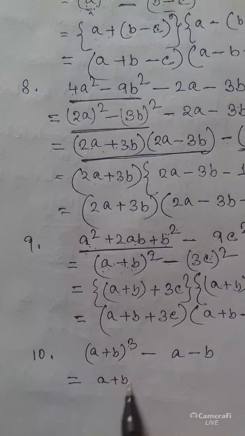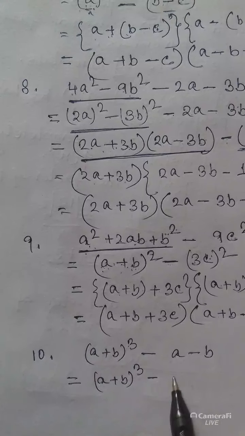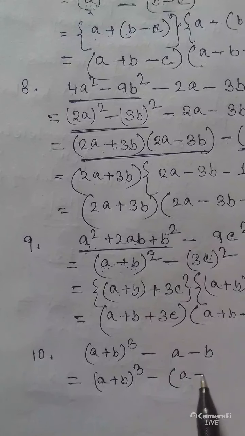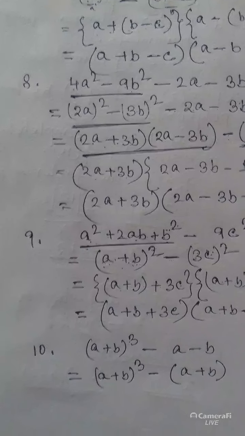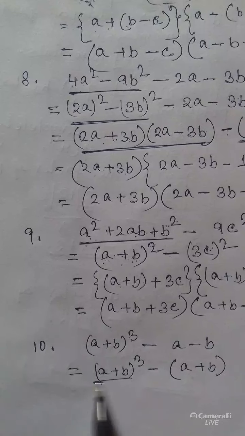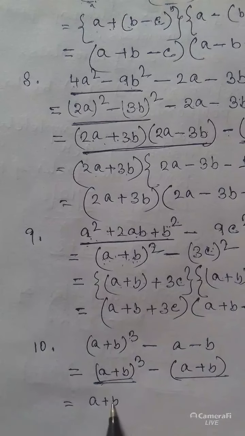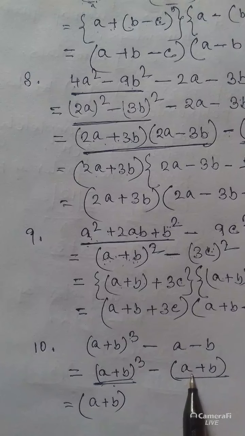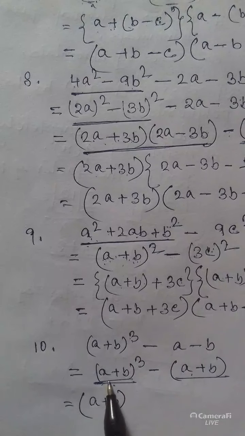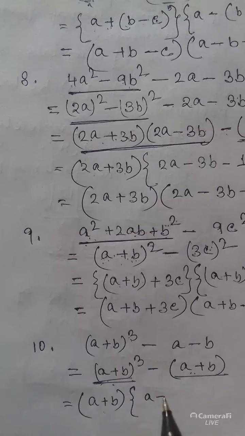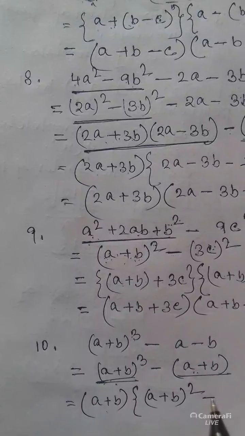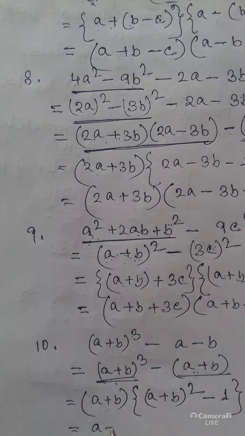So (a + b)³ minus a common factor; this is also (a + b). See, this is (a + b)³ and this is (a + b). In both terms, (a + b) is there. Then (a + b) common. Here (a + b)² is left, minus 1.